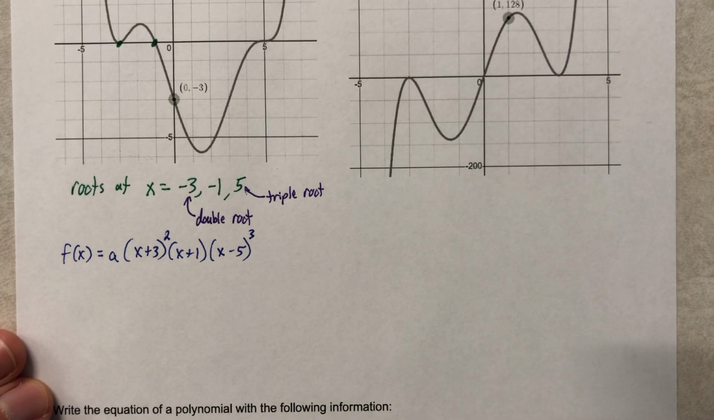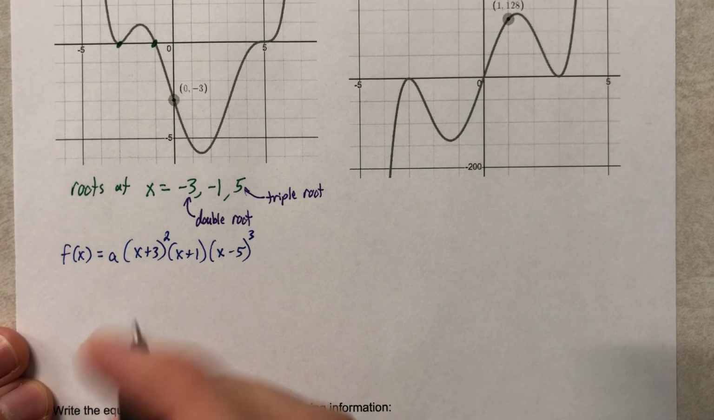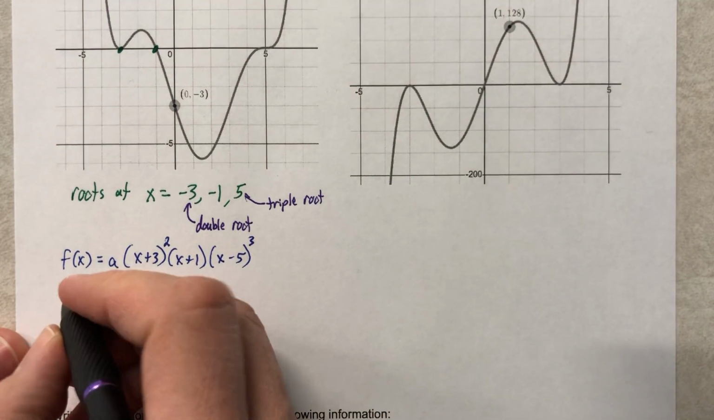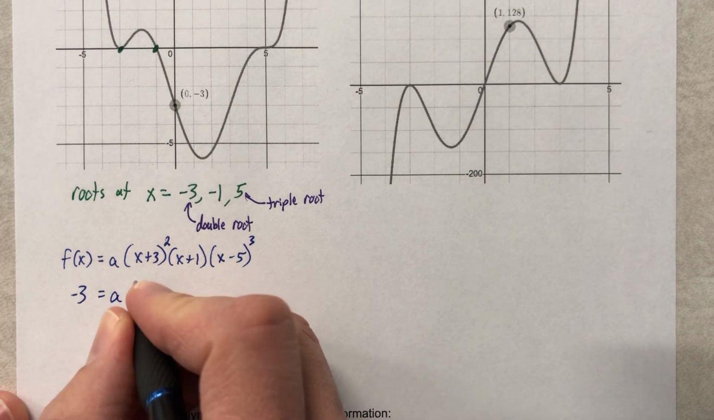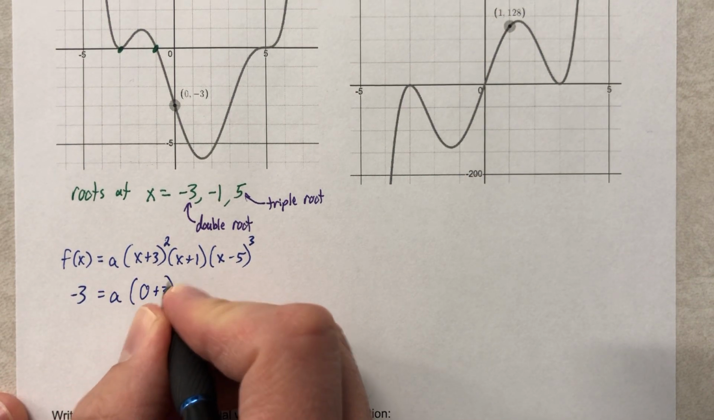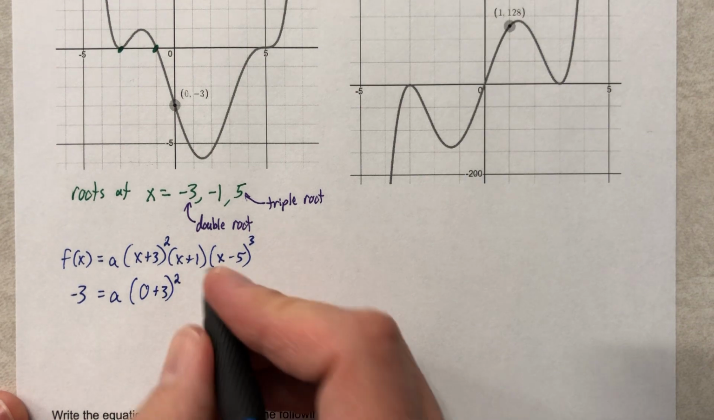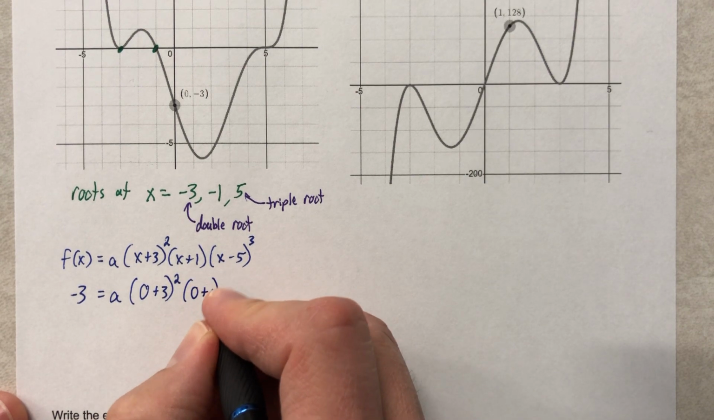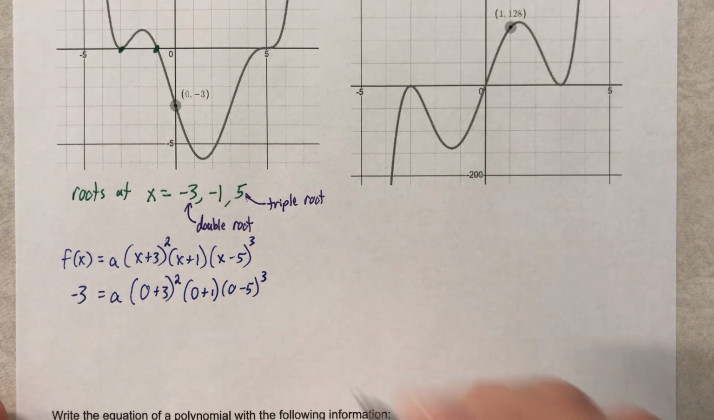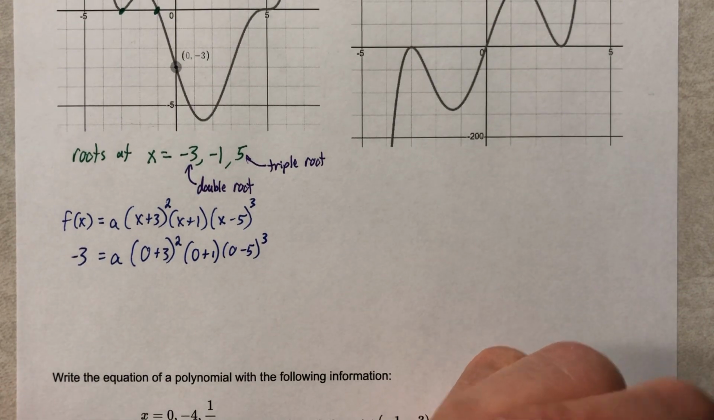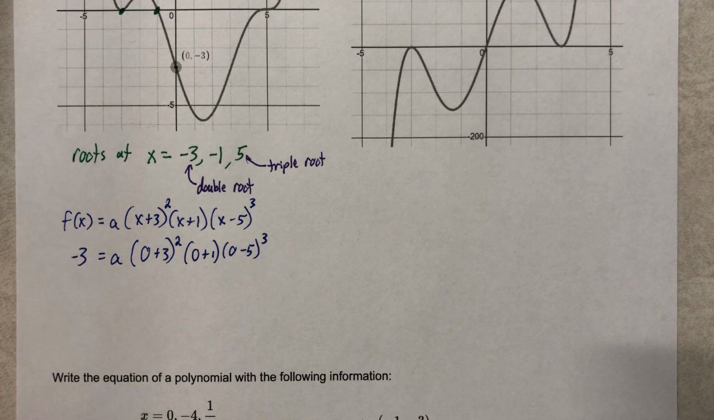In higher mathematics, you can mess with that. It's fun. All right, 0, -3 is a point. So 0 plus 3 squared, yes, that's 9. 0 plus 1, yes, that's pointless. 0 minus 5, and yes, that's cubed. We have a lot to do here on this one. Lucky us.